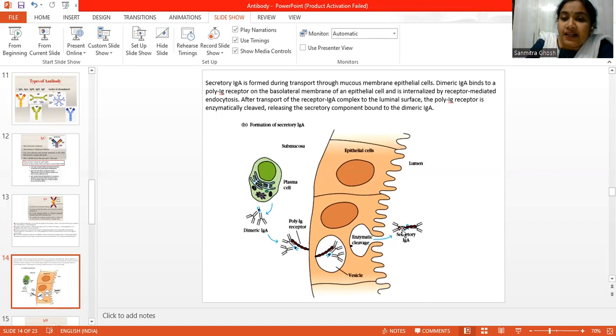So, this is the method by which the secretory component is released, bound to the dimeric IgA, and this entire complex constitutes the secretory IgA in the external fluid.